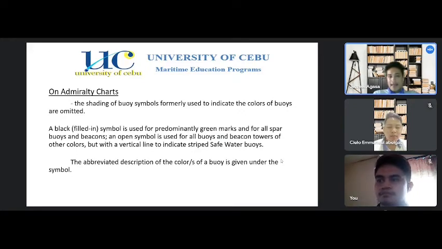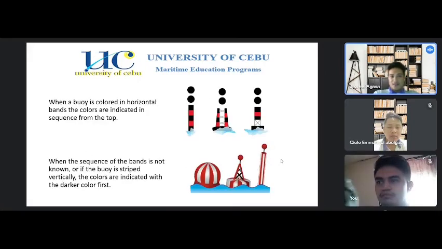Next, abbreviated descriptions of the colors of a buoy are given under the symbol. When a buoy is colored in horizontal bands, the colors are indicated in sequence from the top. If the sequence of the bands is not known, or if the buoy is striped vertically, the colors are indicated with the darker color first.